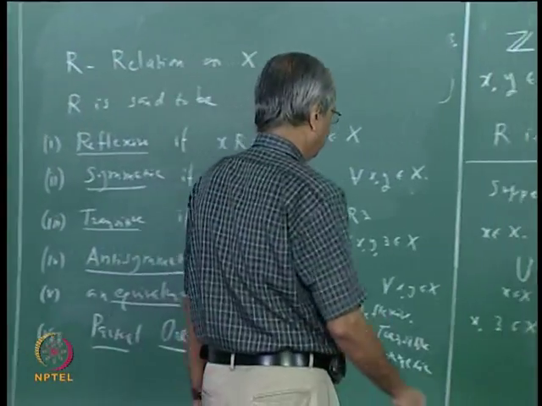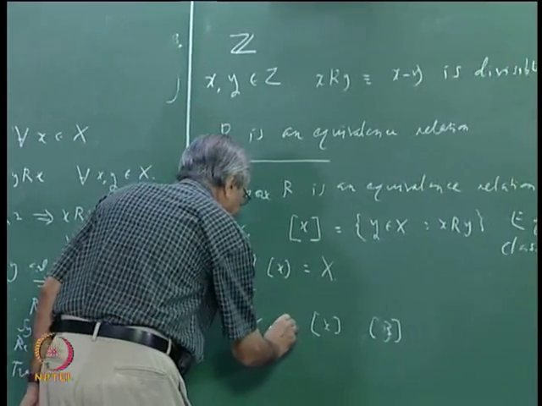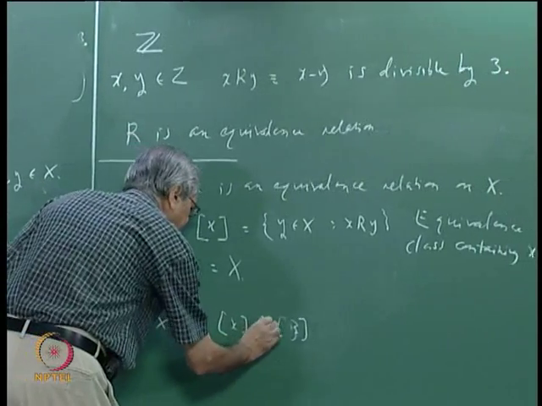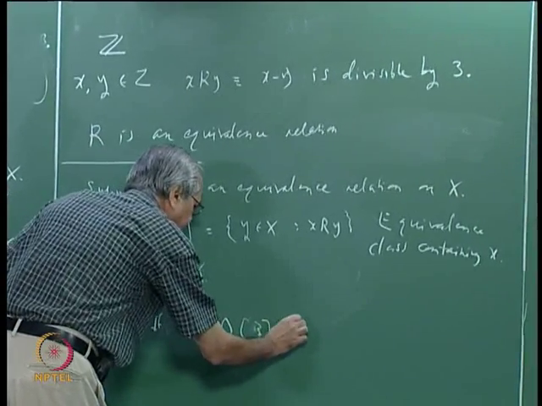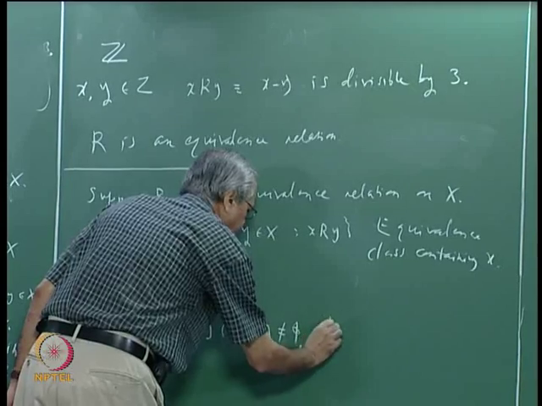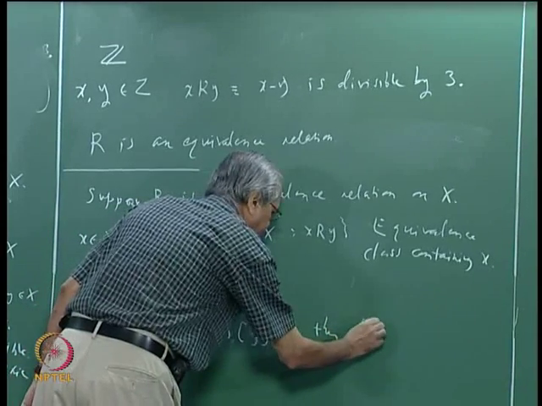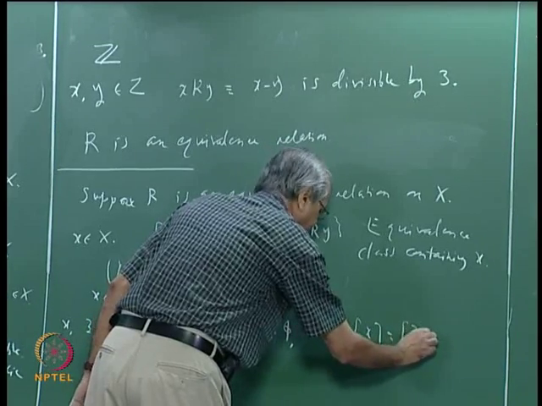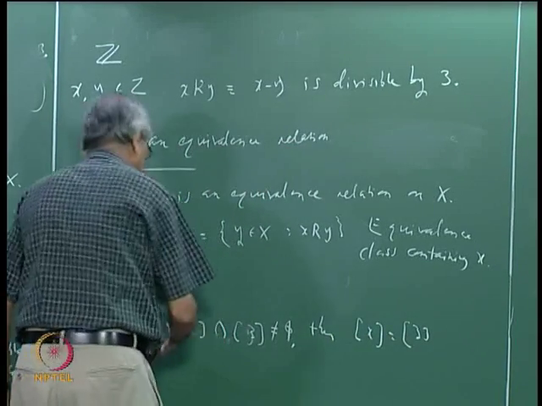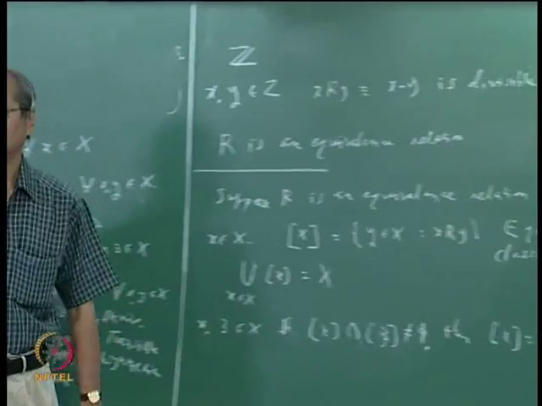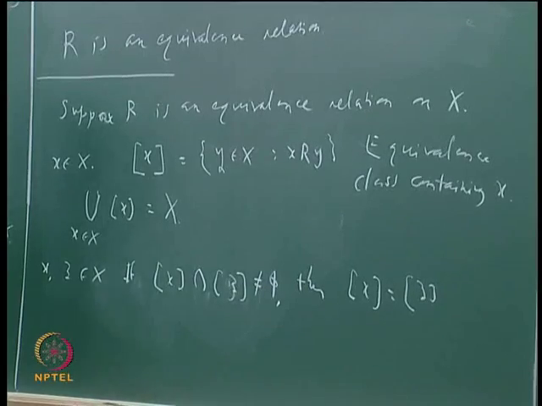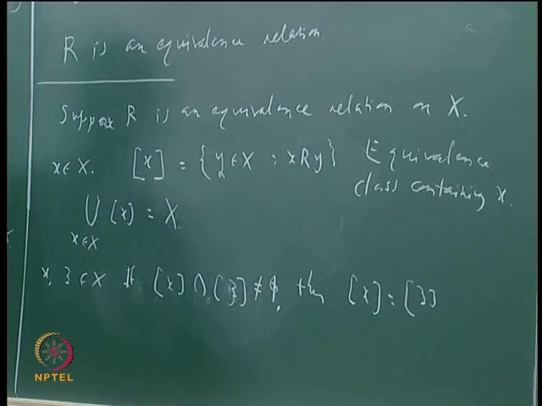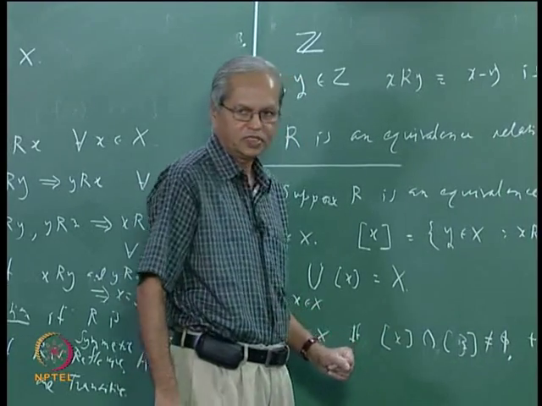That is what we want to say: if this intersection is non-empty, then the class of x is equal to the class of z. Alright, now let us just quickly recall the proof of this.